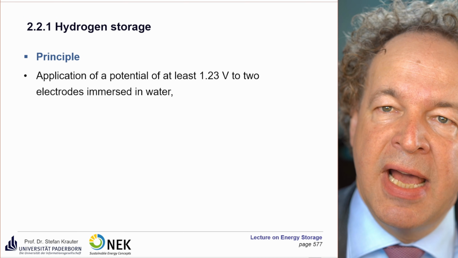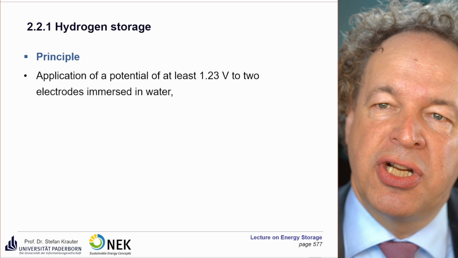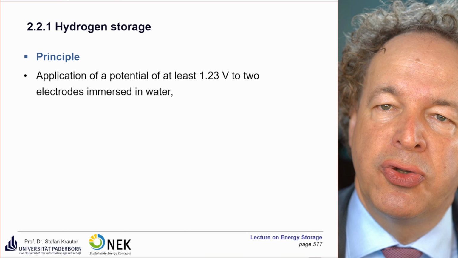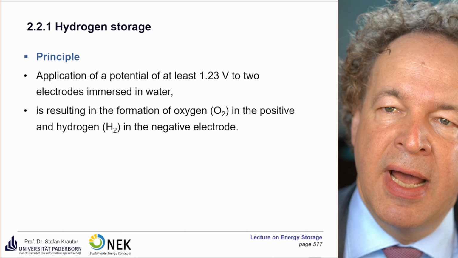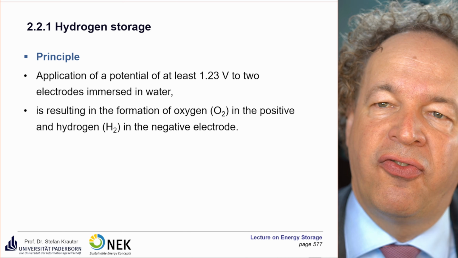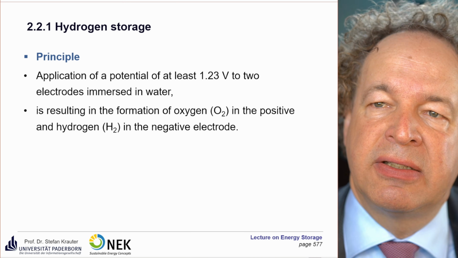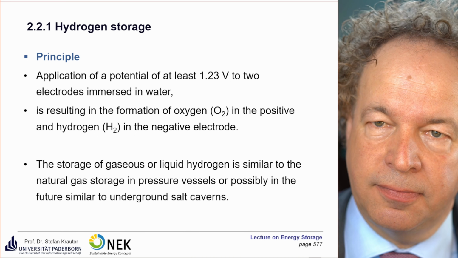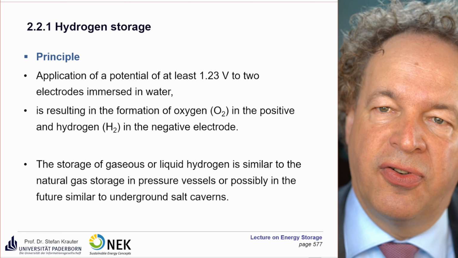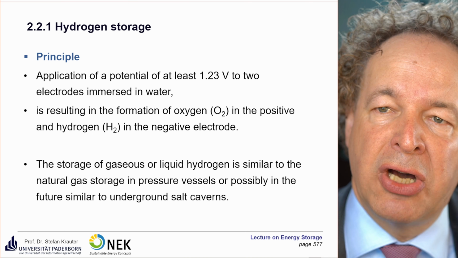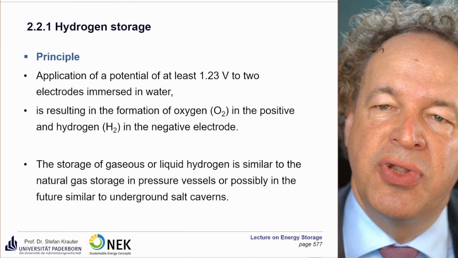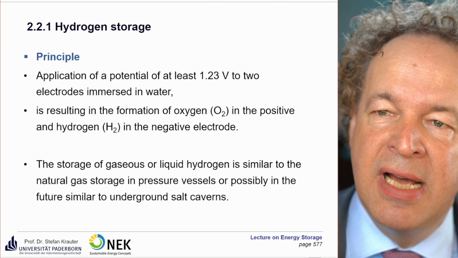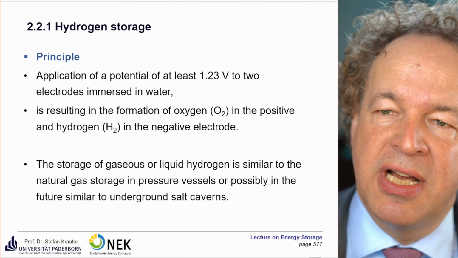The principle is you apply an electrical potential of at least 1.23 volts on two electrodes immersed in water, and it results in the formation of oxygen at the positive electrode and hydrogen at the negative electrode. The storage of the gas, or if you cool it down, liquid hydrogen, is similar to natural gas storage in pressure vessels or possibly in the future in underground salt caverns.